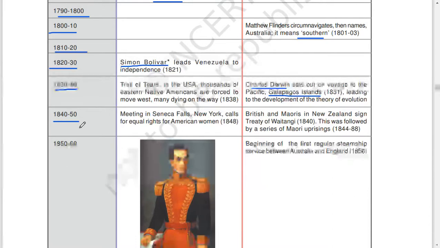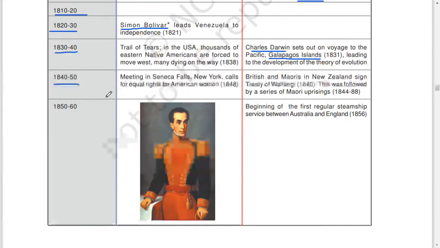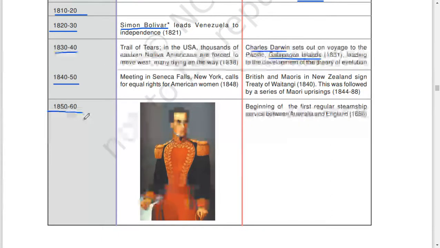1840 to 1850, meeting in Seneca Falls, New York, calls for equal rights for American women, 1848. British and Maoris in New Zealand sign the Treaty of Waitangi, 1840. This was followed by a series of Maori uprisings, 1844 to 48. 1850 to 1860, beginning of the first regular steamship service between Australia and England, 1856.